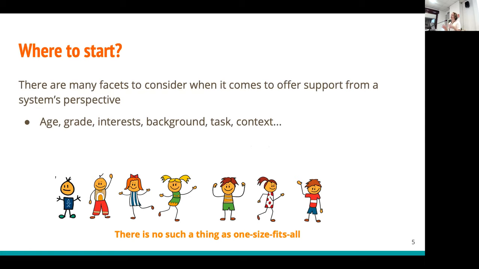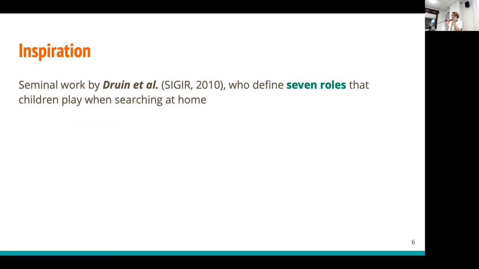Where do we start? Well, children come with different ages, with different interests, background, experience, and also they have to deal with different types of tasks in different contexts. So we take the assumption that one size does not fit everybody. We are inspired, as Gian Maria said in the beginning this morning, by work presented by Alison Druin and made with her group at CHI in 2010, where they define seven roles children play when searching at home. And you already can see that they are tackling a different context at home, but the age group is more or less the same as ours, so it's interesting for us to start from there.